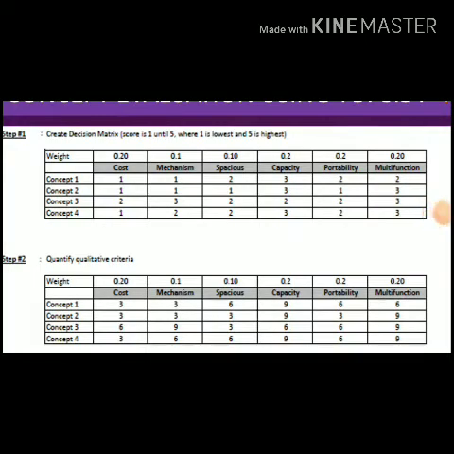Okay, zooming in on step number 1, which is creating a decision matrix. In this case, I would say this is quite equivalent to the one that we had in the Pugh matrix. It's just a matter of tabulating them in different directions. Before this we had concepts 1 to 4 in vertical order. Now they are put horizontally, and we have 6 different criteria in vertical order. The criteria that we chose are cost, mechanism, spaciousness, capacity, portability, and multifunctions.